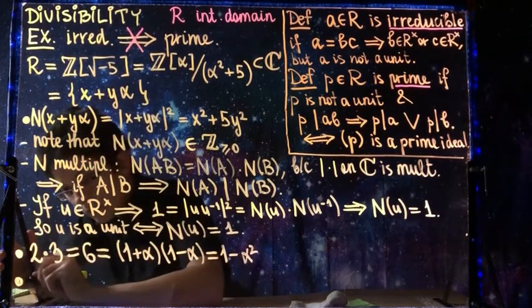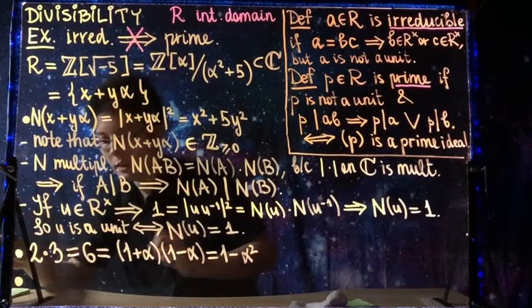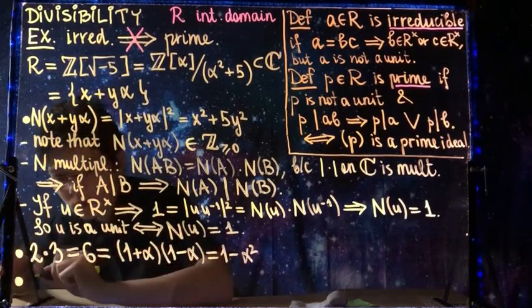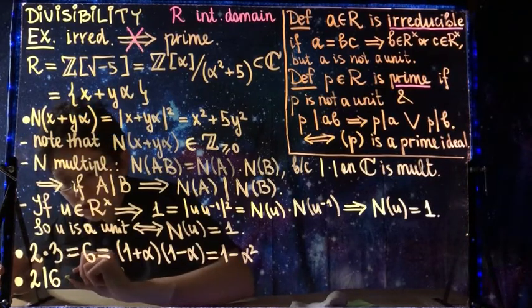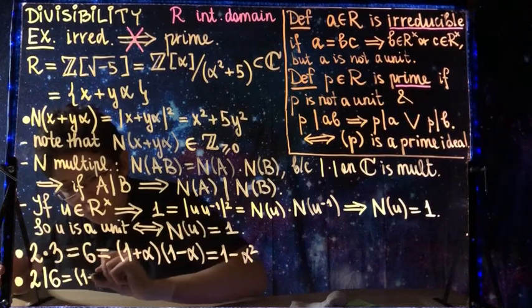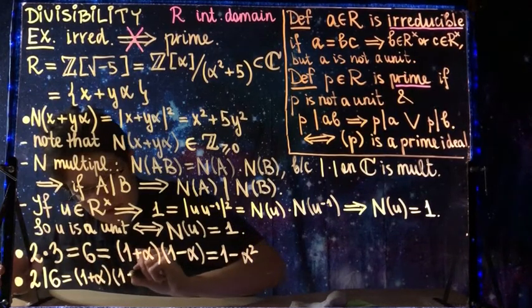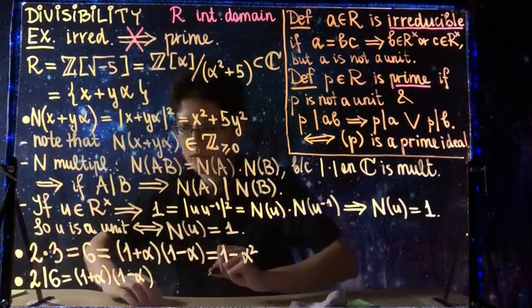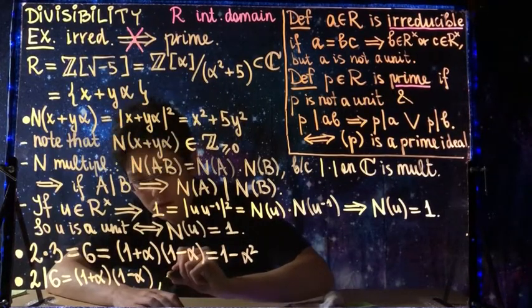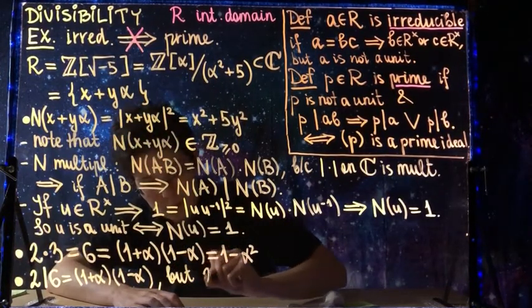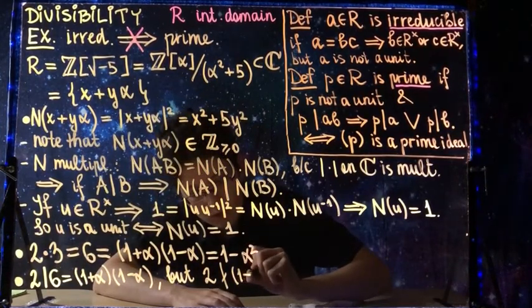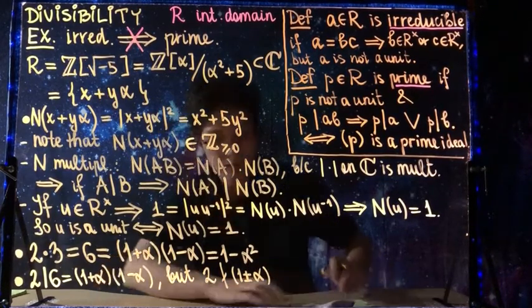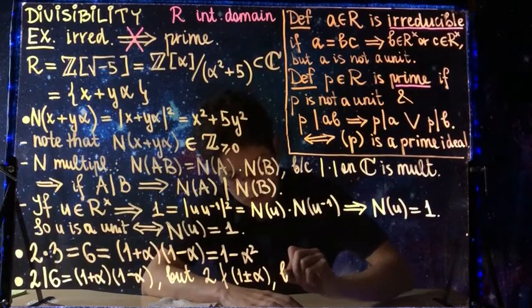So now take number 2. 2 divides 6, and 6 is equal to 1 plus alpha times 1 minus alpha. But 2 does not divide either of the factors, 1 plus alpha or 1 minus alpha.